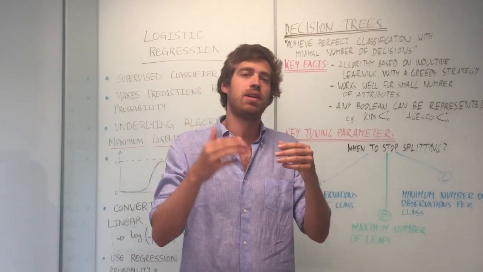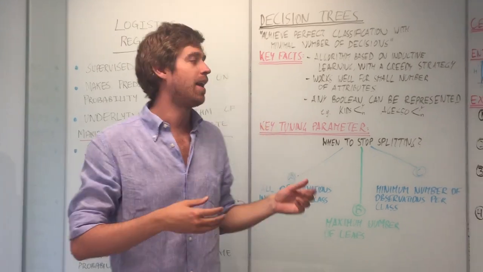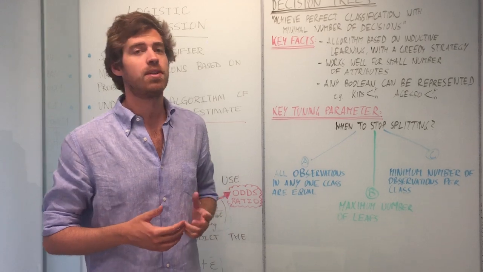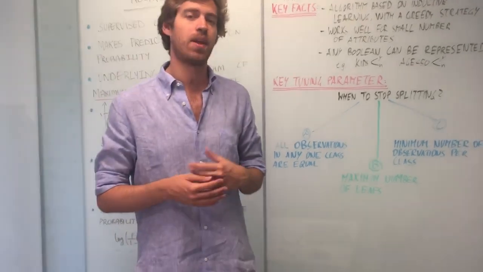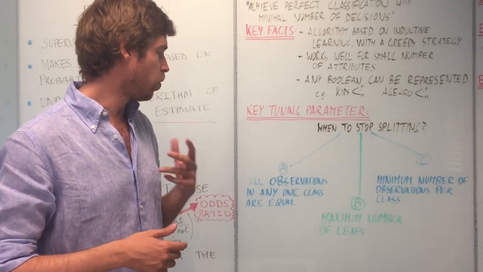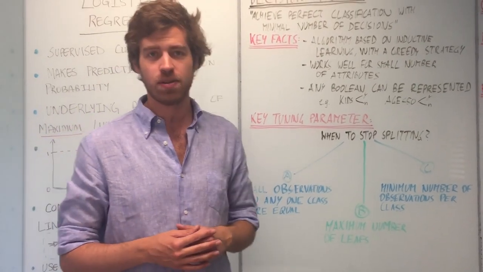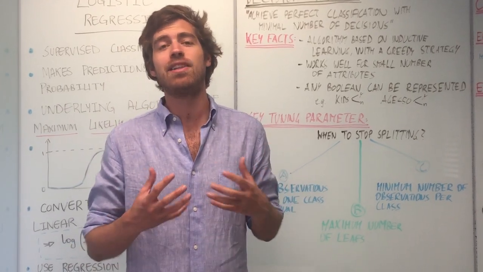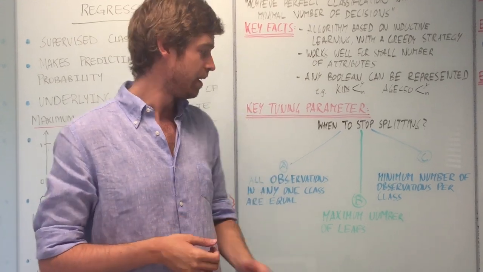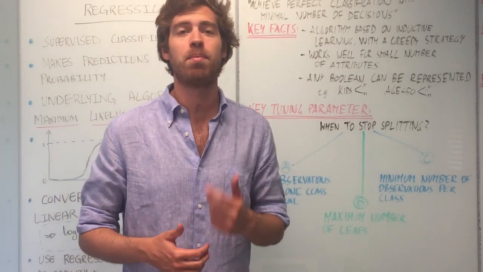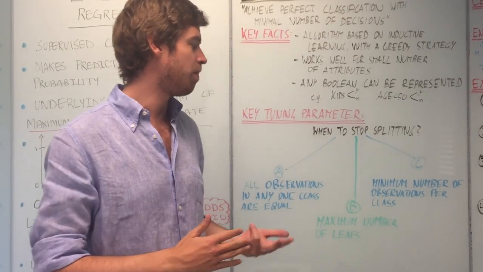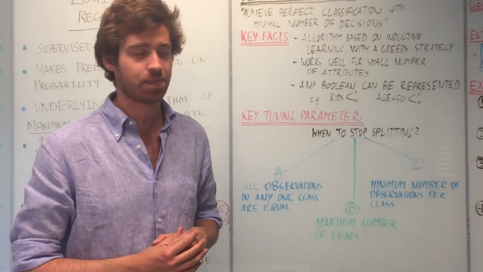things like age and put it into sort of bins or thresholds and have age lower than 50, yes or no. The key tuning parameter is when to stop splitting, and there are three basic strategies for that. The first one is all observations in any one class are equal, which is very unlikely to achieve with a big data set, just because you have outliers and other things. The second thing is you have a maximum number of leaves, and the third thing is that you have a minimum number of observations per class.